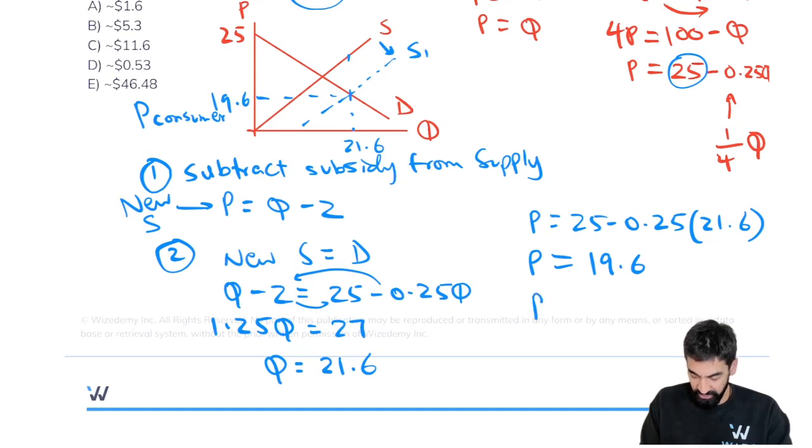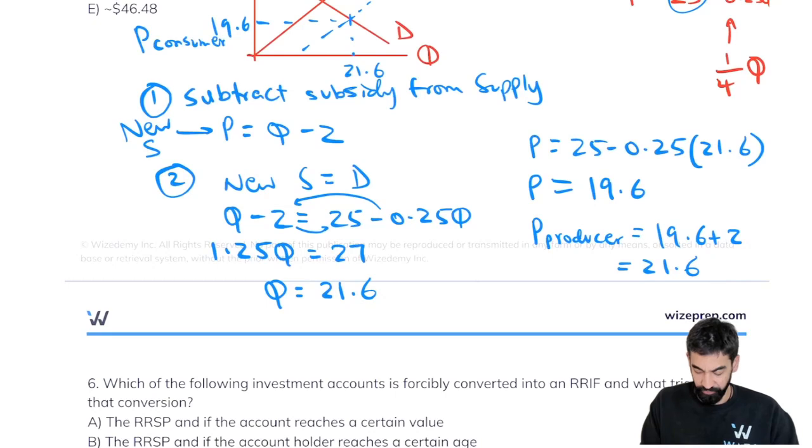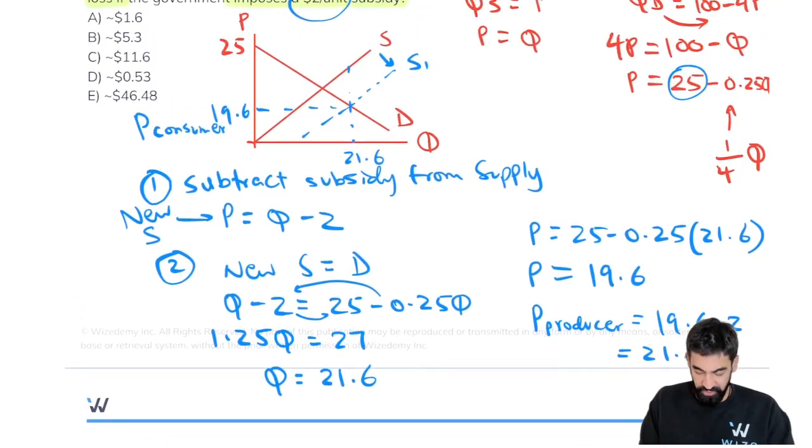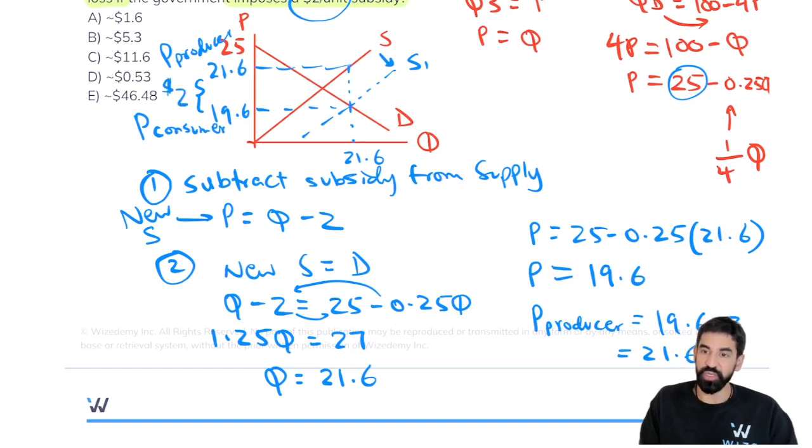So this is the price of the consumer, and how can I find the price of the producer? I take this 19.6 and I can just add $2. It's a $2 subsidy, so that would be 21.6. So up here, if I take this quantity and see where that hits the original supply curve over here, that's the price that the producer receives. And how's that possible? If I'm paying 19.6, how can the producer be receiving 21.6? Where's the remaining $2 coming from? That's the subsidy. It's coming from the government.